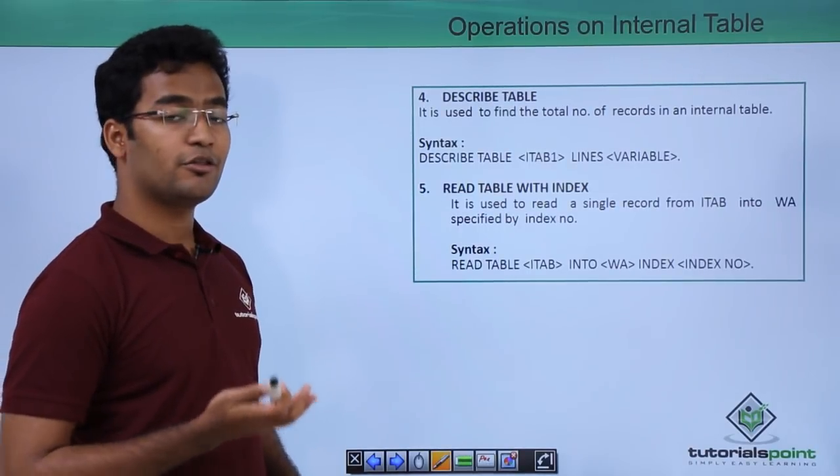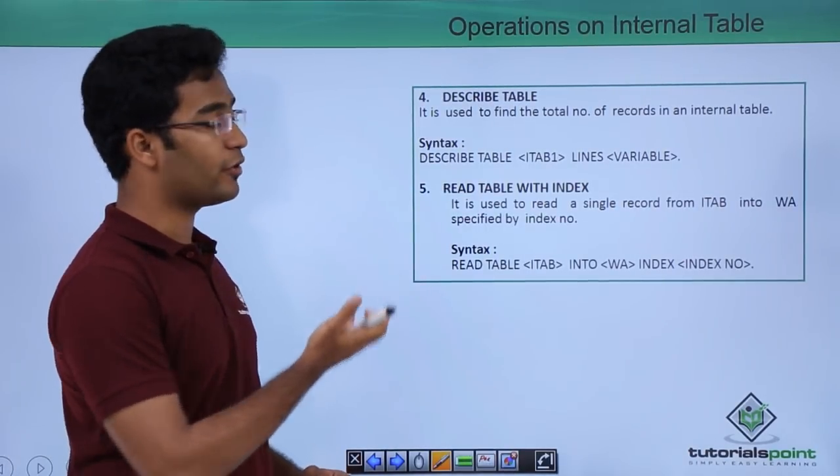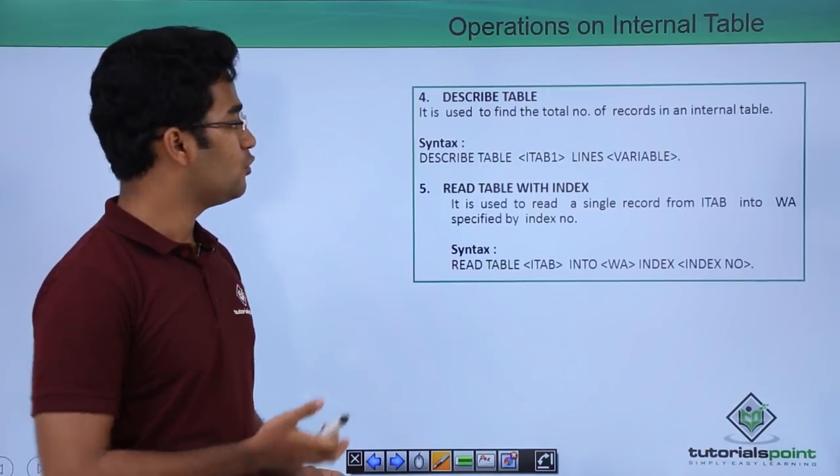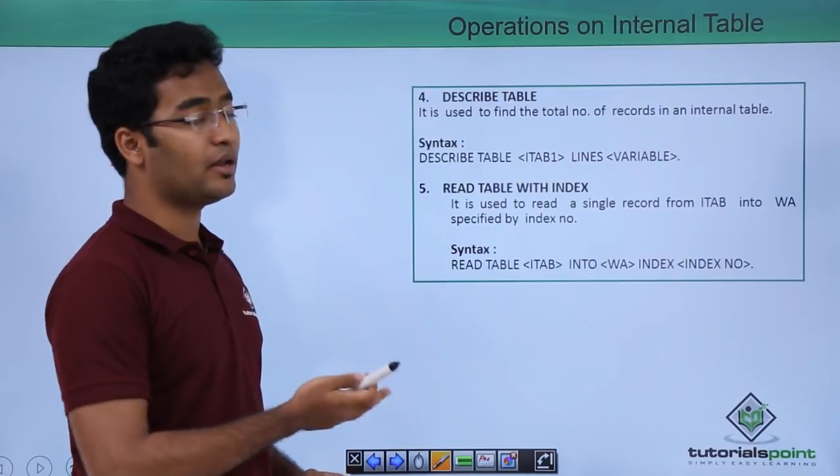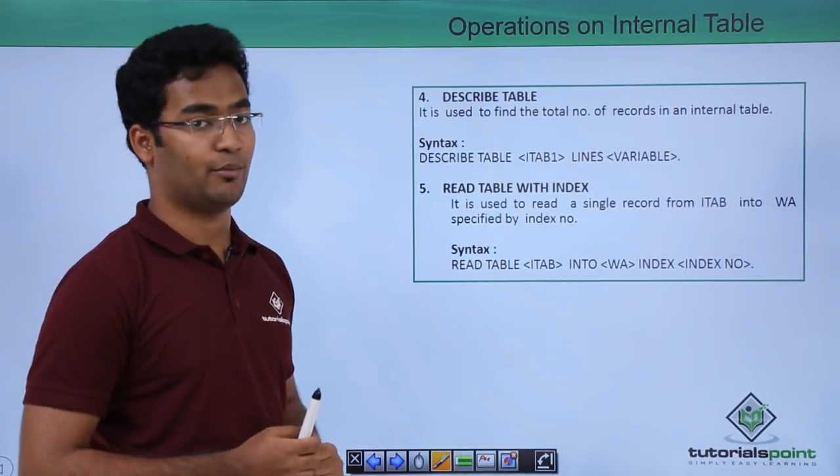Now we have another operation, that is describe table. Describe table is used to find out the total number of records in a particular internal table. So we have the syntax here, that is describe table internal table 1 lines variable. We have to provide the variable name here.